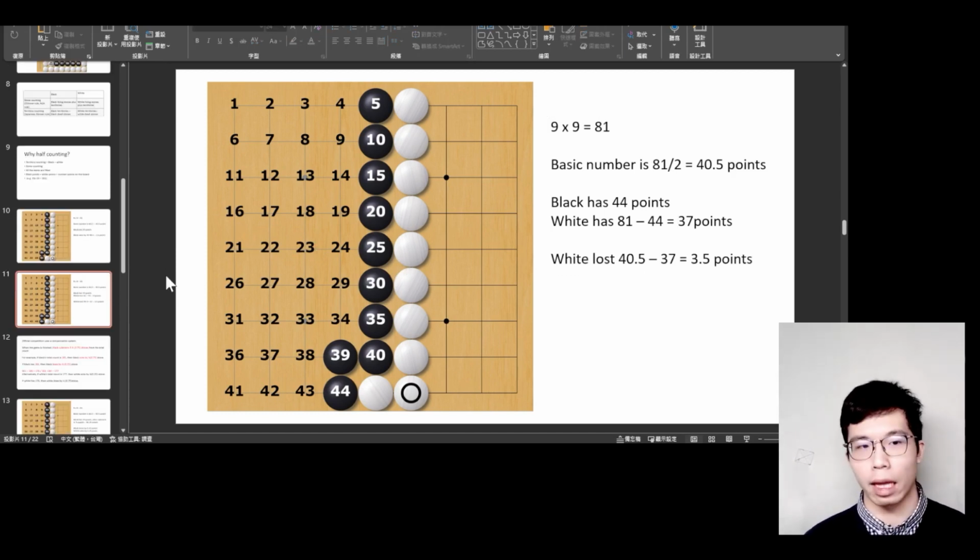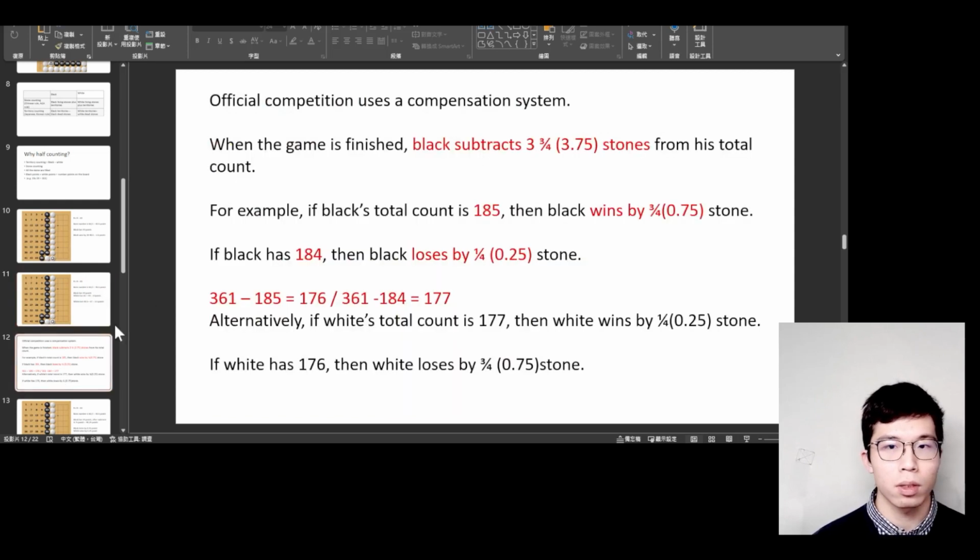Let's get into the next topic, Komi, or the compensation. In official competition, we use the compensation system. When the game is finished, black subtracts 3.75 stones from his total count. For example, if black's total count is 185, then black wins by 0.75 stone.